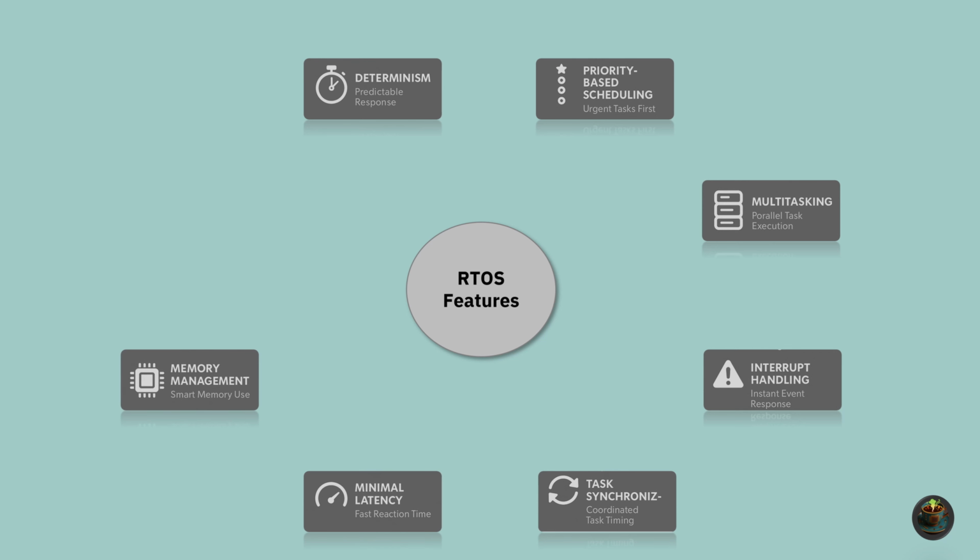Memory management. Every task gets its own space. The RTOS allocates memory smartly to prevent overlap and crashes. Resource allocation. Whether it's sensor time, buffer space, or a communication bus, the RTOS decides who gets what and when, to keep the system flowing smoothly.